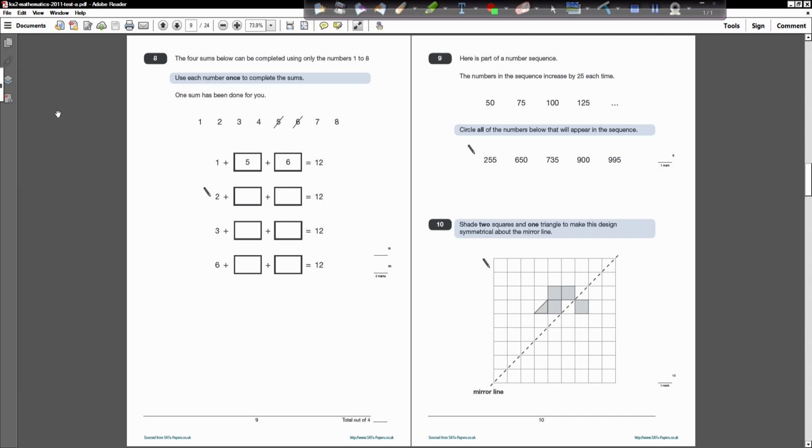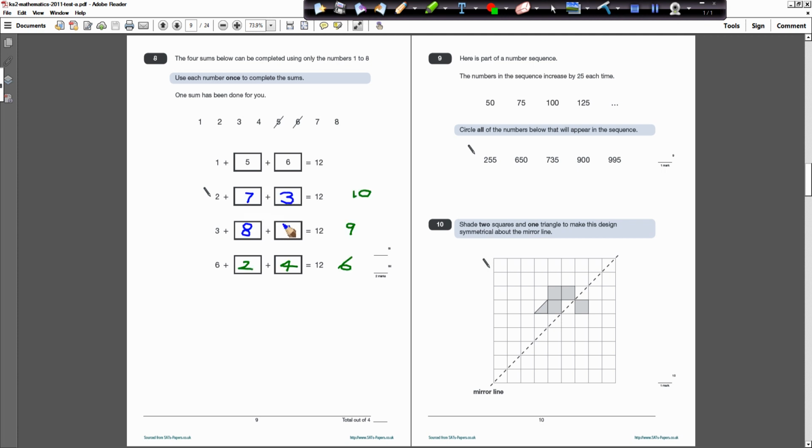Question number 8. The 4 sums below can be completed using only the numbers 1 to 8. Use each number once to complete the sums. Ooh, this can be a bit tricky. Okay, lovely. There's the answer.